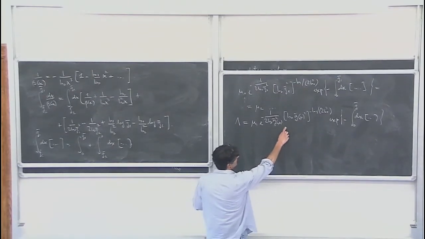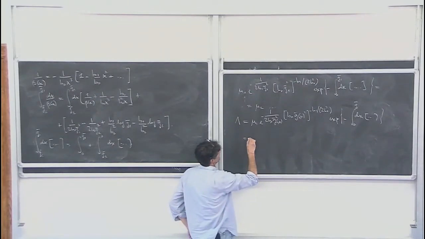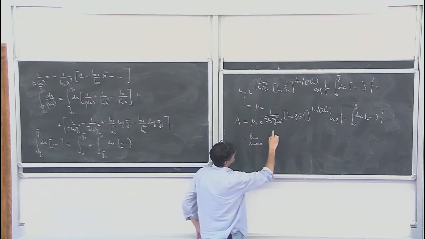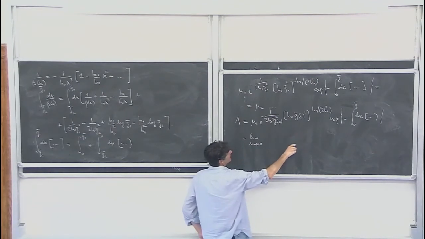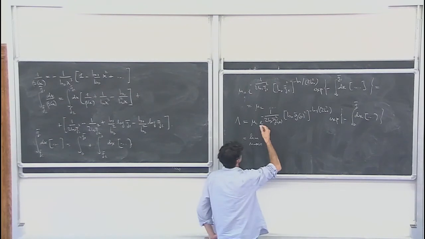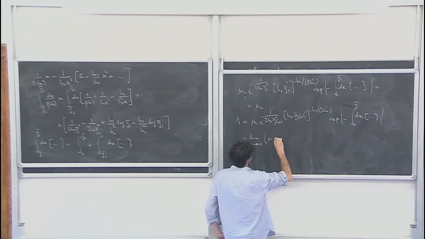And the other thing, of course, is that if you take the limit for mu going to infinity of that expression, you see that as mu goes to infinity, this goes to 0. And so really, you can think of the lambda parameter as the limit when mu goes to 0 of this quantity here.